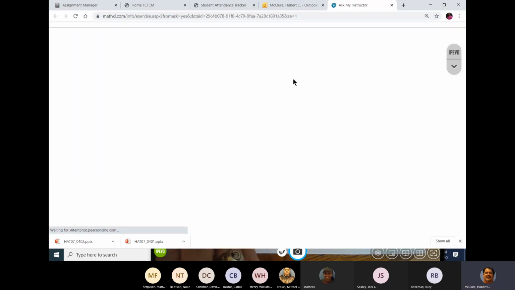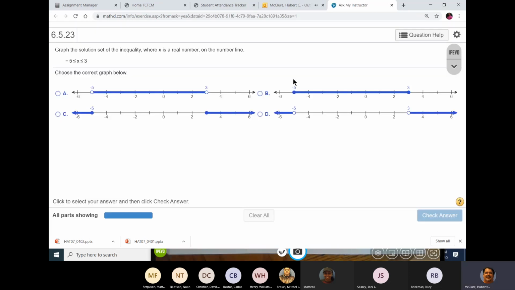First of all, is it a test question? Oh yeah, it's a test question. -5 less than or equal to x less than or equal to 3. Draw a number line. And let's read the directions, because the directions might say integer, and let's look and see. Okay, x is a real number.